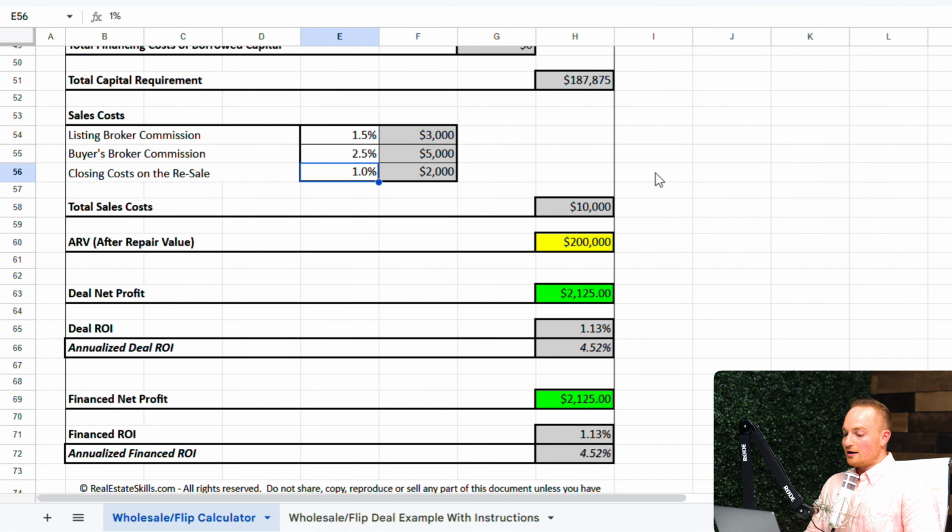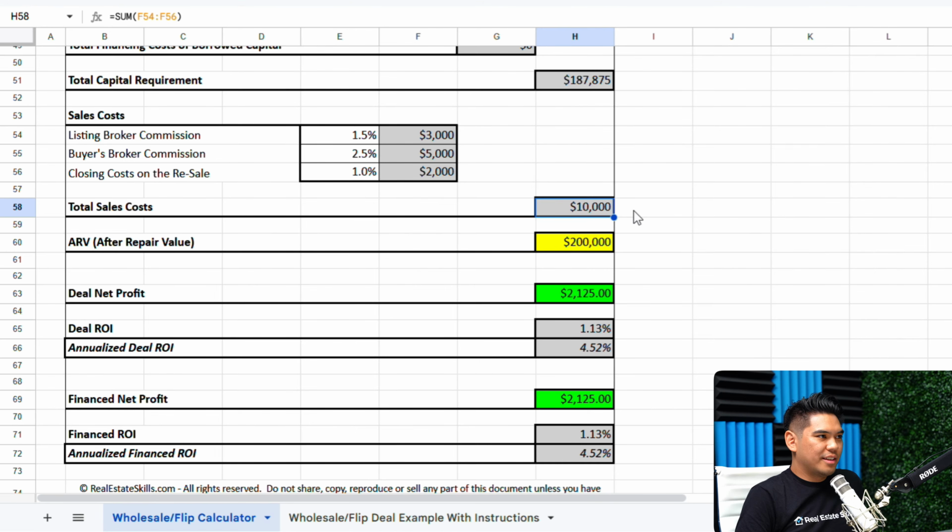But in this case, our numbers, we've got 1.5% budgeted for the listing broker. So in our case, that's $3,000 paid to the listing broker. We have 2.5% reserved for the buyer's broker. That's $5,000. And another 1% reserve for closing costs. So total sales costs are $10,000. So right off the top, that takes 200 down to 190. And what's left in profit if we've spent 188,000 to get to that point? There's $2,000 of profit.